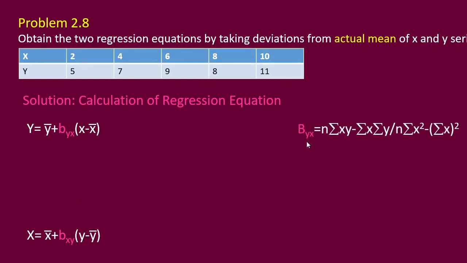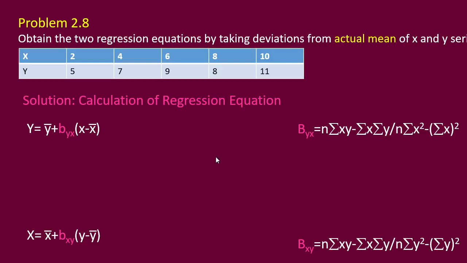The first formula, byx, equals n into summation xy minus summation x into summation y, divided by n into summation x square minus summation x whole square. Similarly for bxy, here we take n into summation y square minus summation y whole square in the denominator, and the first part is the same in both cases: n into summation xy minus summation x into summation y.